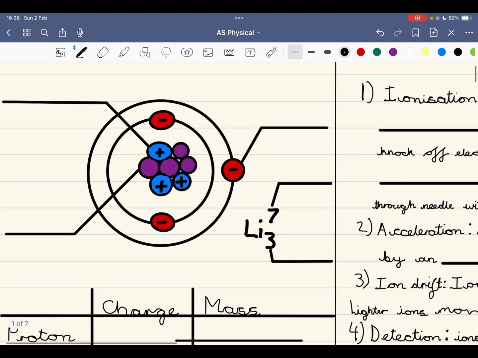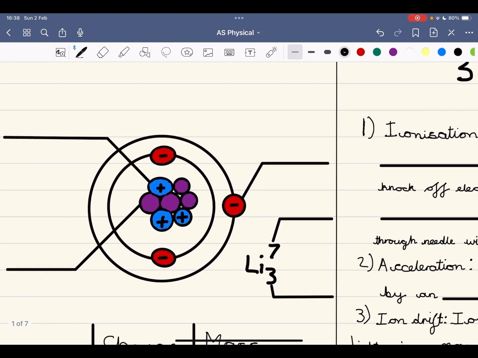Okay, so we're going to get started with the structure of the atom. So our positive particles are protons, and our negative particles are electrons, and our neutral particles are neutrons.